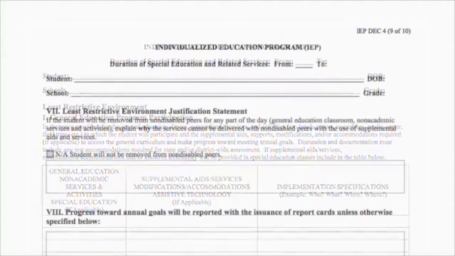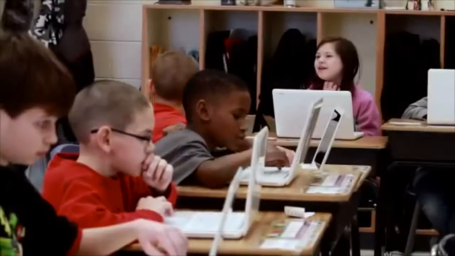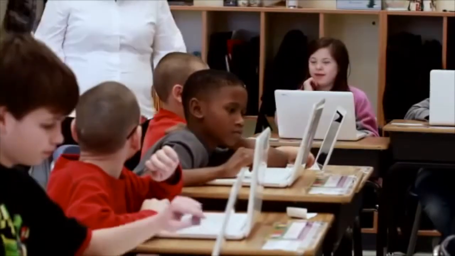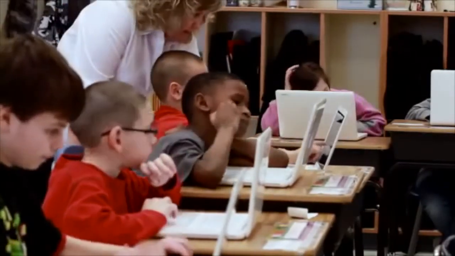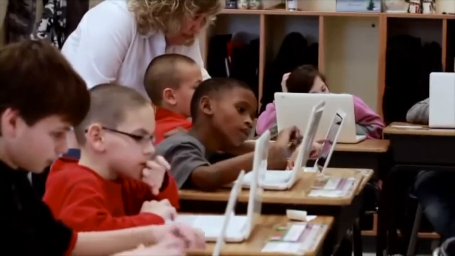Federal and state laws require that, to the maximum extent possible, students with disabilities must be educated with their non-disabled peers. This is known as the least restrictive environment. The IEP must include a clear explanation for any part of the day that your child will not be participating with non-disabled students, including time in resource or other separate classrooms.